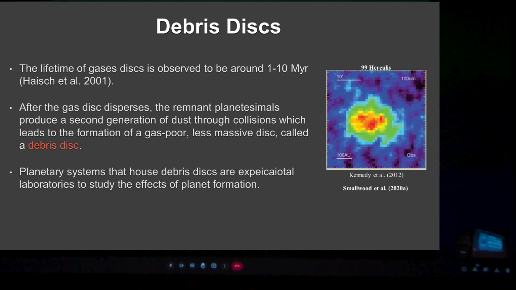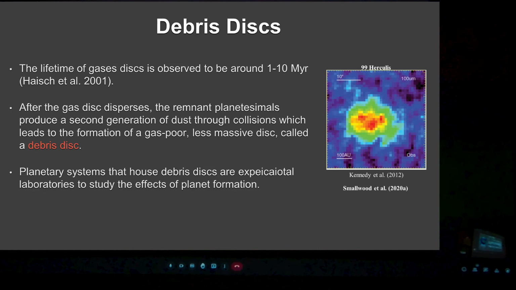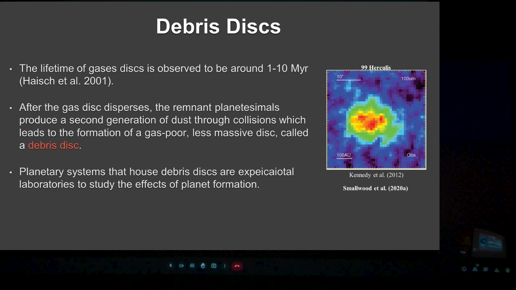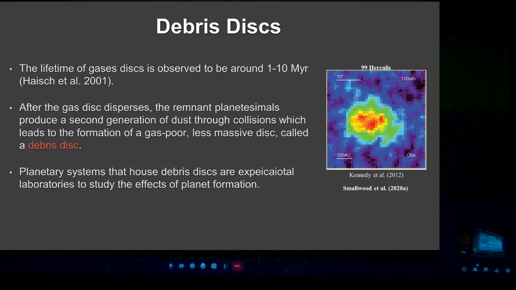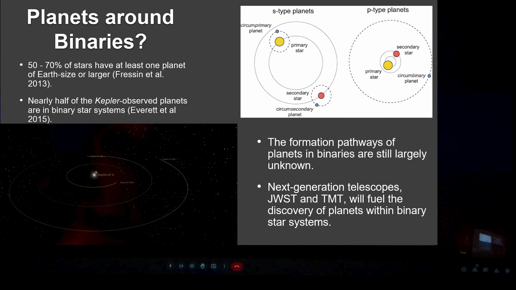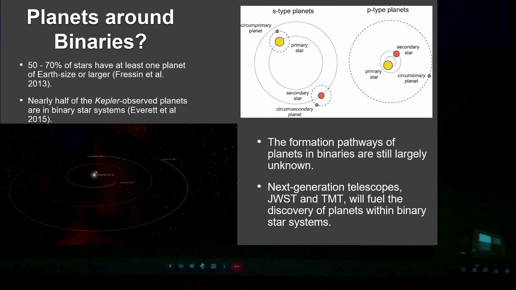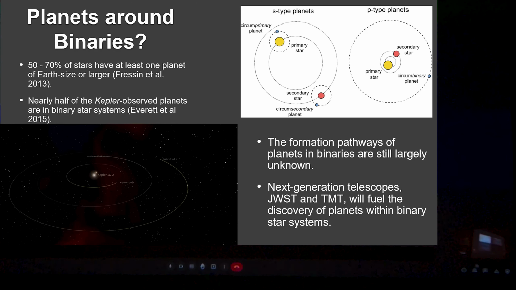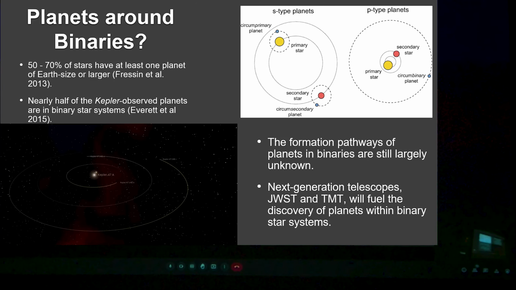So are there planets around binaries? The short answer is yes. So we know about 50 to 70% of stars have at least one planet Earth size or larger, and nearly half of the Kepler observed planets are in a binary star system. So you can actually form two types of planets in a binary system. You can form S-type or P-type. So the S-type planets are planets that form around the individual component of the binaries. So you have circumprimary or circumsecondary planets. Well, you can form P-type planets, which are planets around both stars.